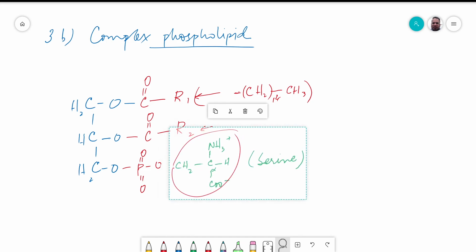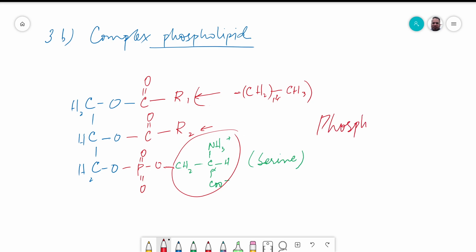Okay. And I'm going to now draw a phospholipid. So this is a phospholipid. Now it's more complex. It has a serine attached to this thing, and the name becomes phosphatidyl, and then you add the word serine. Phosphatidyl serine, right? And it's a very important phospholipid. Short form is PS.